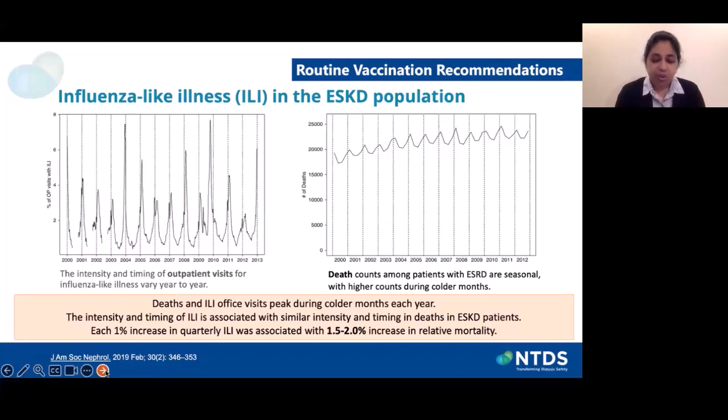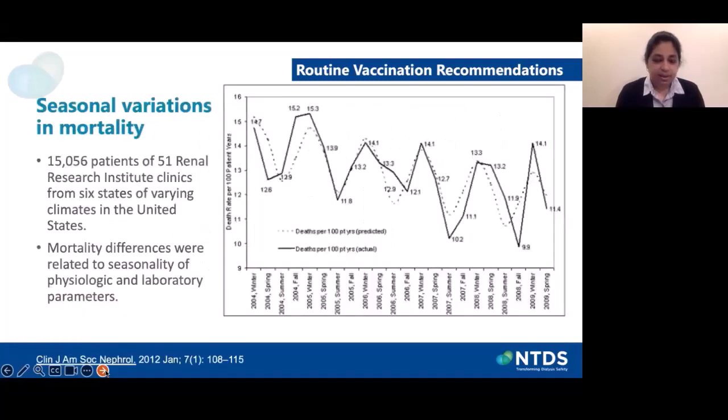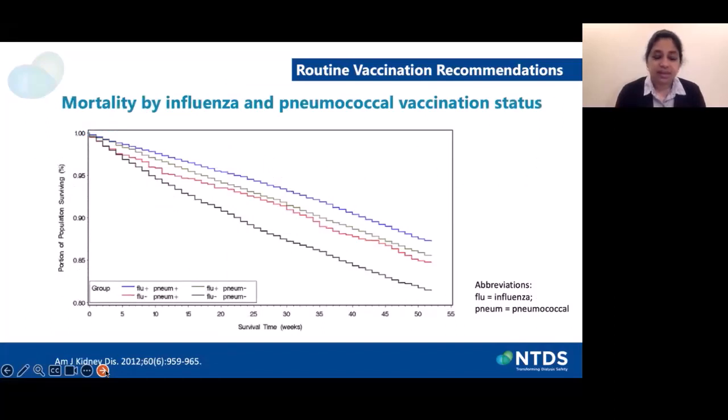Every 1% increase in quarterly influenza-like illness was associated with a 1.5% to 2% increase in relative mortality. Seasonal variations were similar across different regions of varying climates. Seasonal variations were also observed in neutrophil to lymphocyte ratio and laboratory test results such as serum calcium, potassium, and platelet counts. When adjusted for these clinical variables, seasonal mortality differences were no longer seen. In a retrospective study involving nearly 37,000 dialysis patients from 900 centers across 3 networks during the 2005-2006 influenza season, mortality differences were noted based on vaccination rates, with the most favorable being for patients who received both influenza and pneumonia vaccines compared to neither.